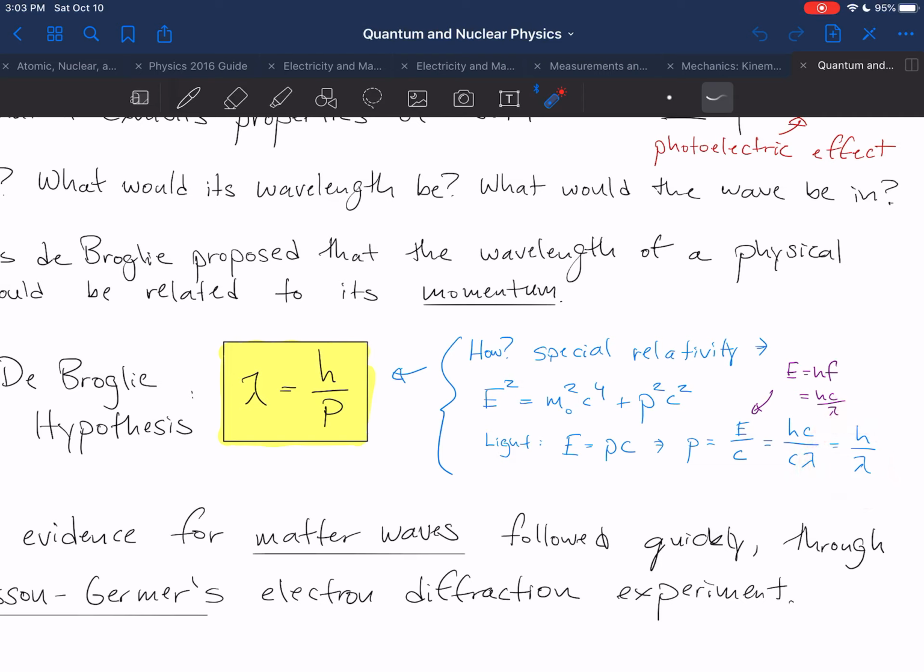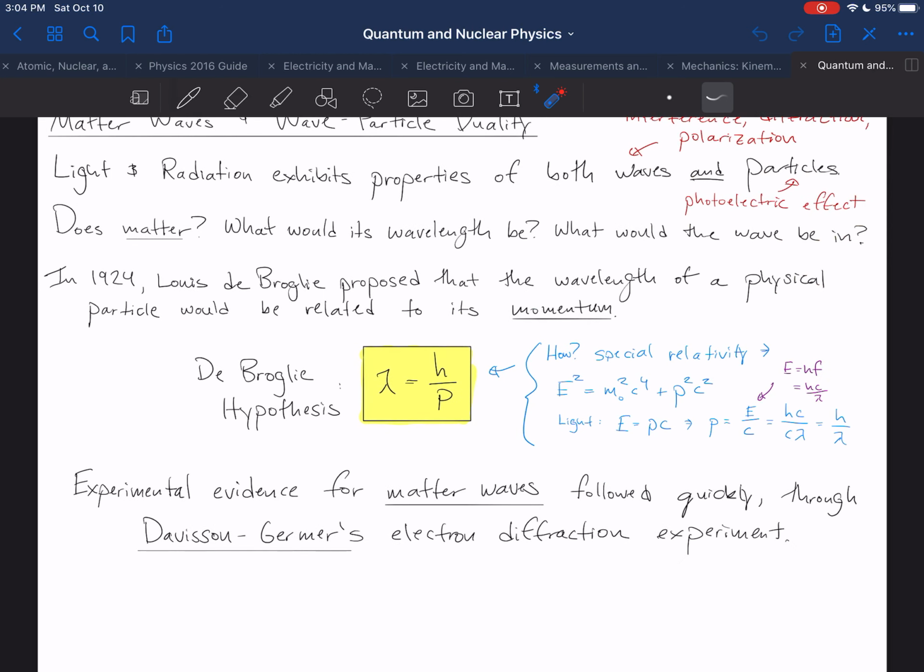Now notice, this derivation, quote unquote, is for light in particular. And so the de Broglie hypothesis basically says, well, if there was going to be a wavelength for a matter particle, maybe it would look like this. Maybe it would be related to the momentum of that particle. And as it turns out, experimental evidence for matter waves followed quickly through what is known as Davisson and Germer's electron diffraction experiment, and that will be the subject of the upcoming videos.